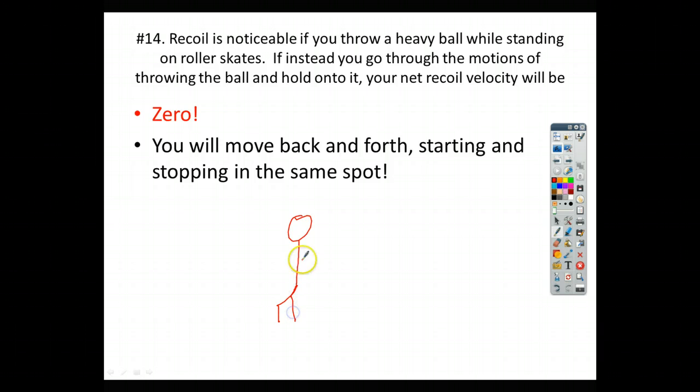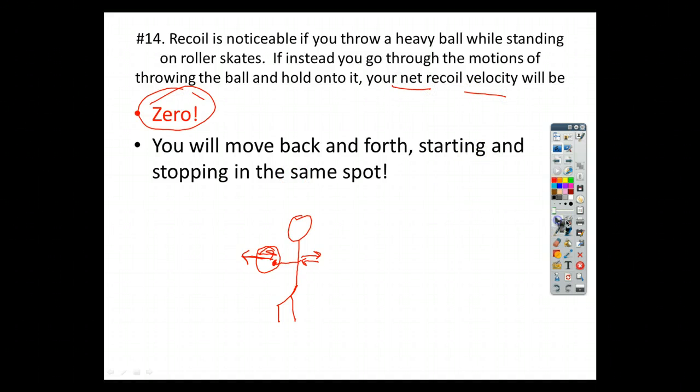So let's just say that you're facing this way, you're standing on roller skates, you've got this big ball. You would push it out, and then you would push it back in, and the reaction would be your body would go this way, but then it would come right back to its original position. So your net recoil velocity would be 0.